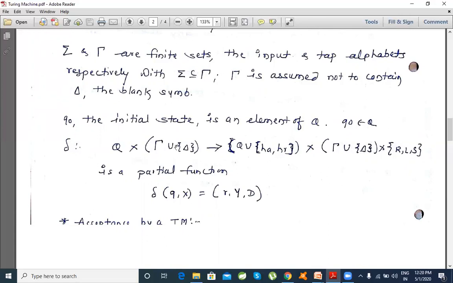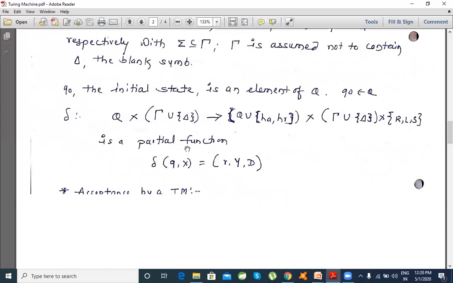After rewriting the tape alphabet, the head can move either right, left, or stay where it is. So this is what we have seen. This is represented as a partial function. Delta of Q, X stands for being in a particular state and reading a tape alphabet. I'm switching from state Q to R. It's a single move of your machine, and X is replaced by Y, and this D represents the direction: your head moves towards right, left, or stays where it is.